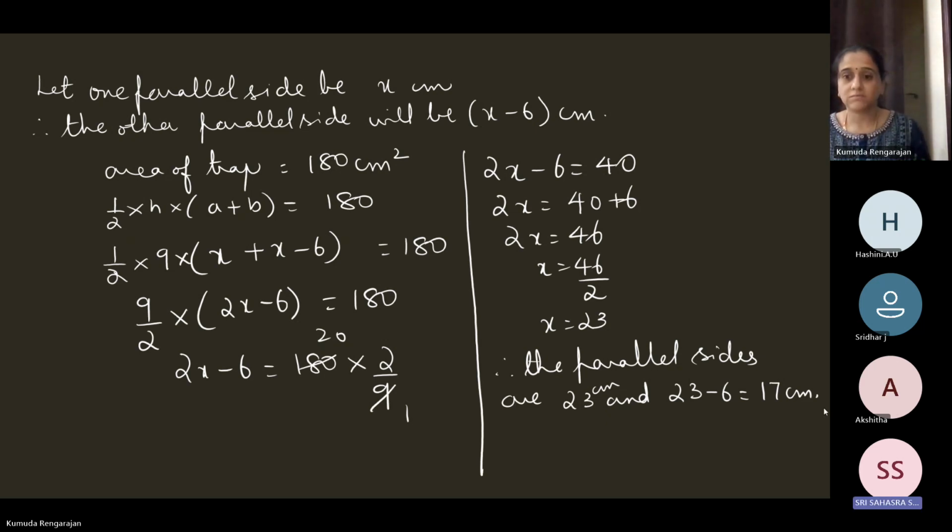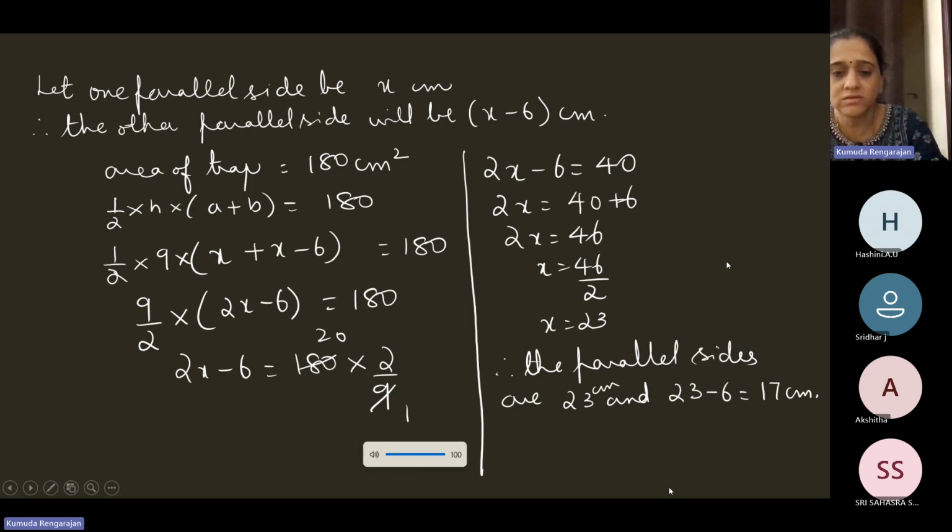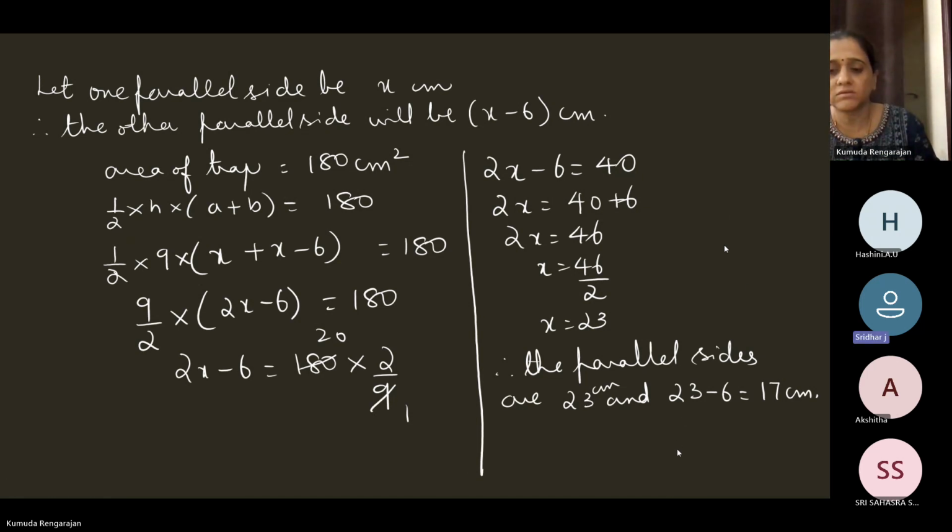Ma'am, you're not audible. No, now I'm not talking. When I explained this one, was I audible? Ma'am, I can't hear you. What about the others? I can, ma'am. I can hear your voice, ma'am. You can't hear me, Sahasra? Ma'am, I can hear you now.